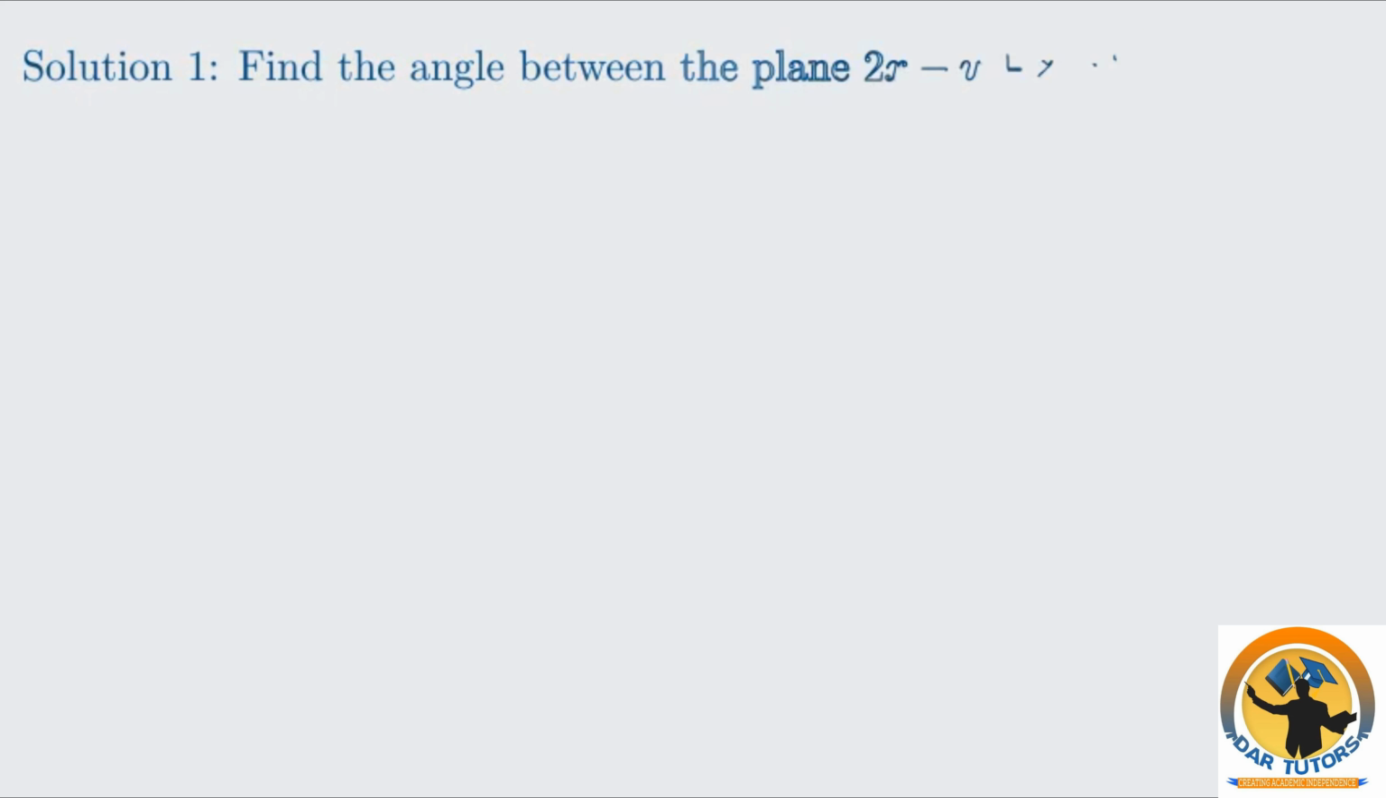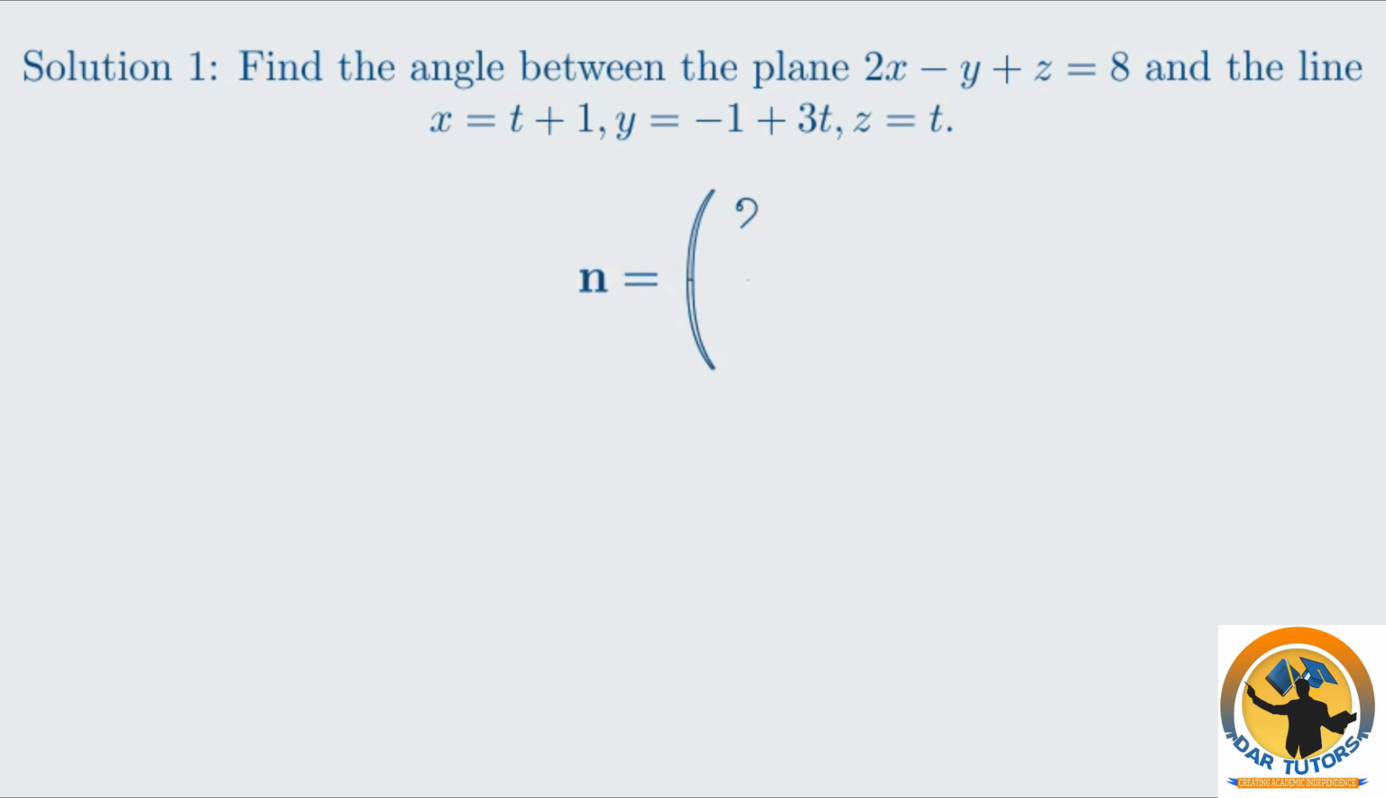Let's go through the solutions. Here is the solution for question 1. The problem asks for the angle between the plane 2x minus y plus z equals 8 and the line x equals t plus 1, y equals -1 plus 3t, z equals t. First, we identify the normal vector, n, for the plane as (2, -1, 1), and the direction vector, d, for the line as (1, 3, 1).